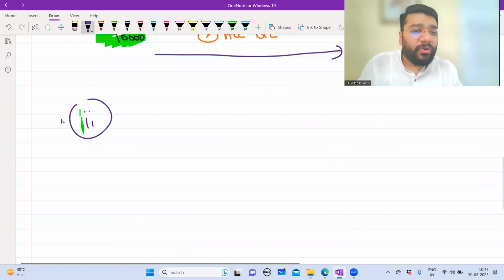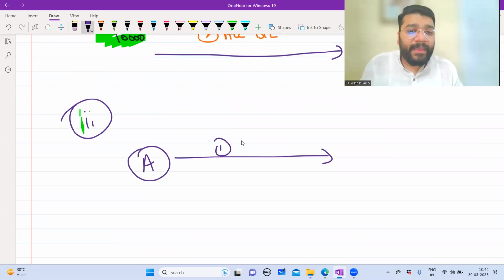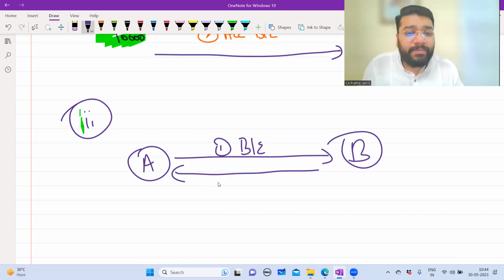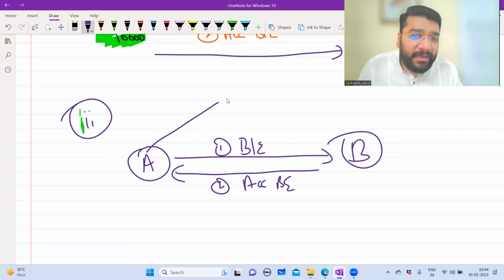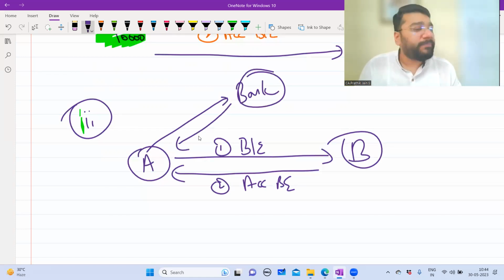Third case is a scenario where A will draw a bill. A will draw a bill of exchange on B. B has to accept that bill and give it back. Okay. A will discount this with the bank and get the money.